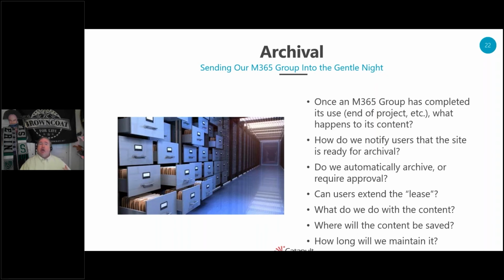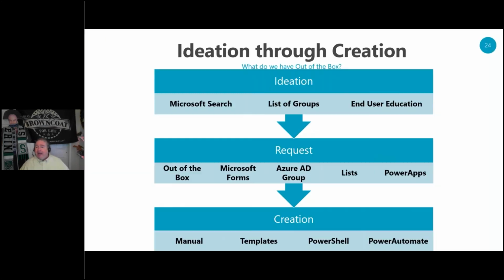Okay, so that's the process from ideation all the way through archival. And you can see there's a lot of things we have to think about. So what tools do we have to actually go out and do this stuff? We have some stuff out of the box. There's a lot of tools out of the box, but they're going to make you do a lot of work.